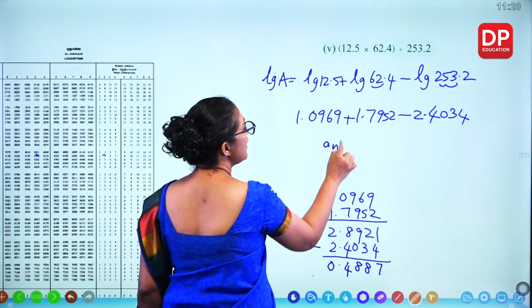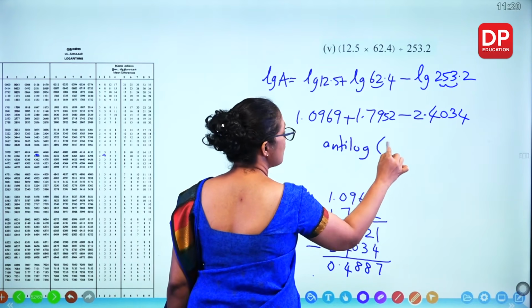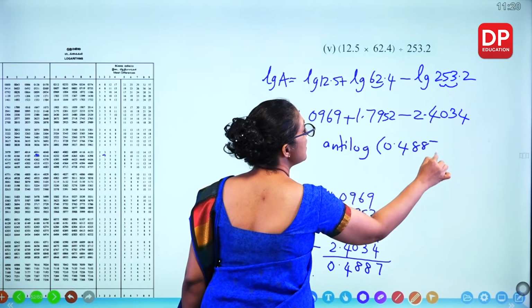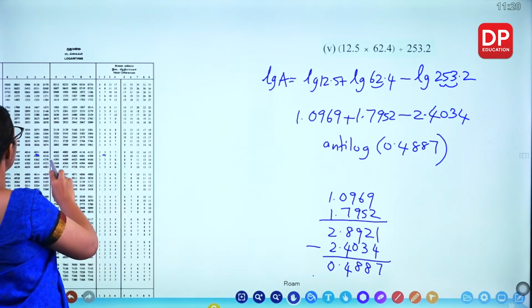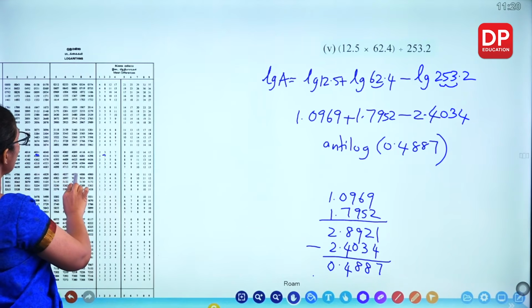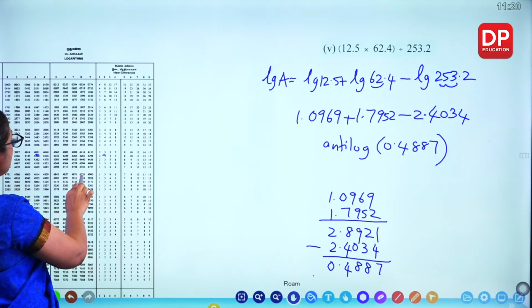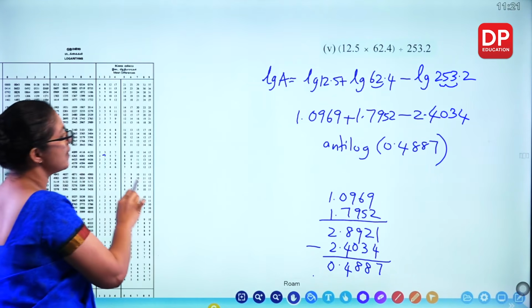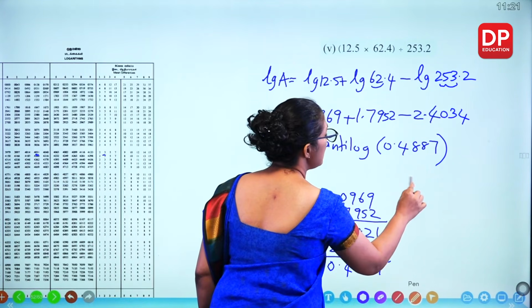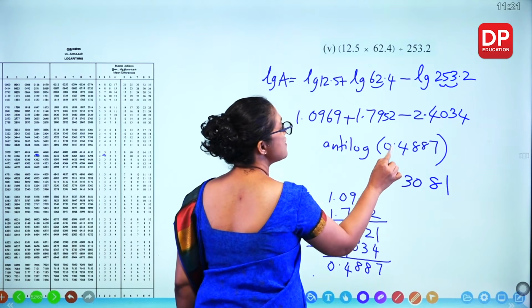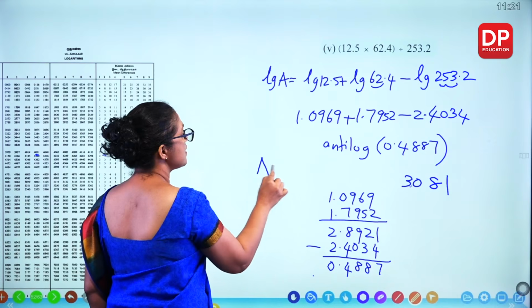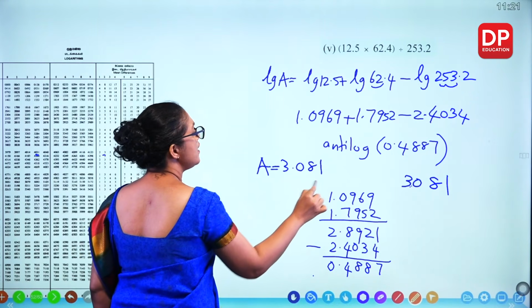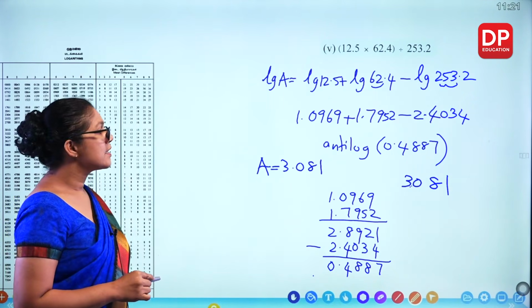Take the antilog value of 0.4887. 4887. 86 is there. You need one more. 30, 8, 1 and this is 0. That means 3.081. The answer is 3.081 using the logarithmic tables.